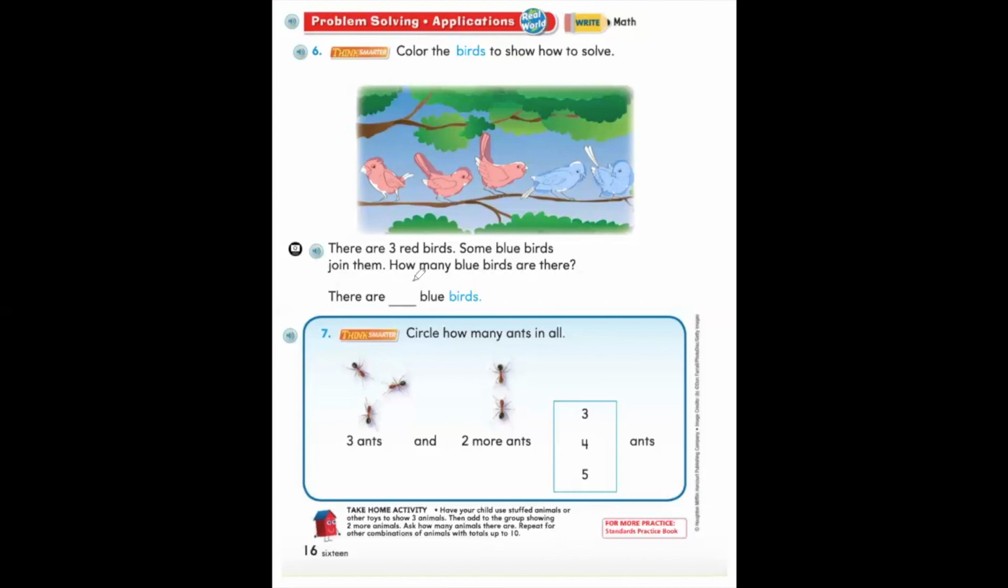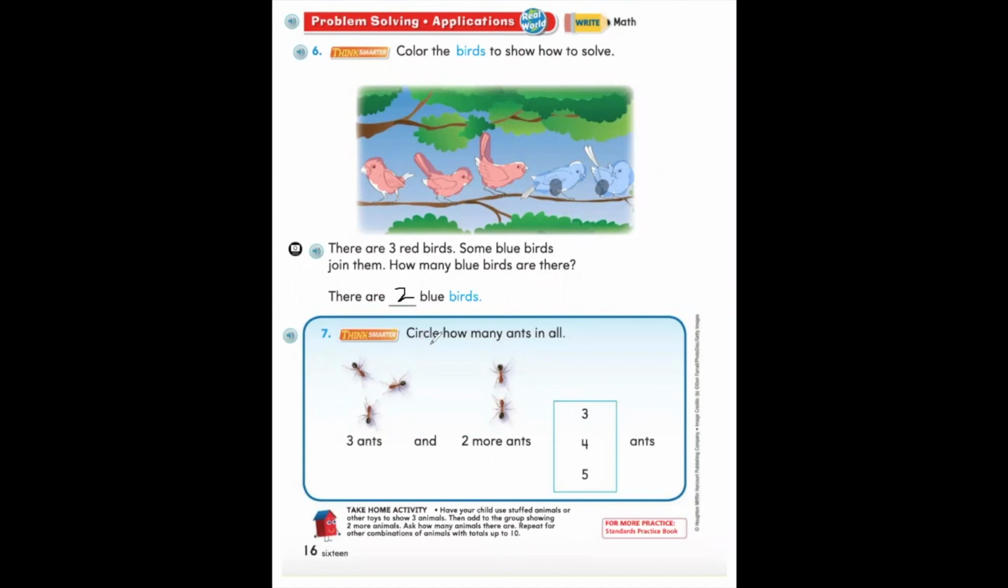Now our question asks, how many bluebirds are there? Well, let's use the picture to solve. There are 1, 2 bluebirds. So let's go ahead and write in on our blank line, there are 2 bluebirds. Awesome. Now we can move on to number 7.